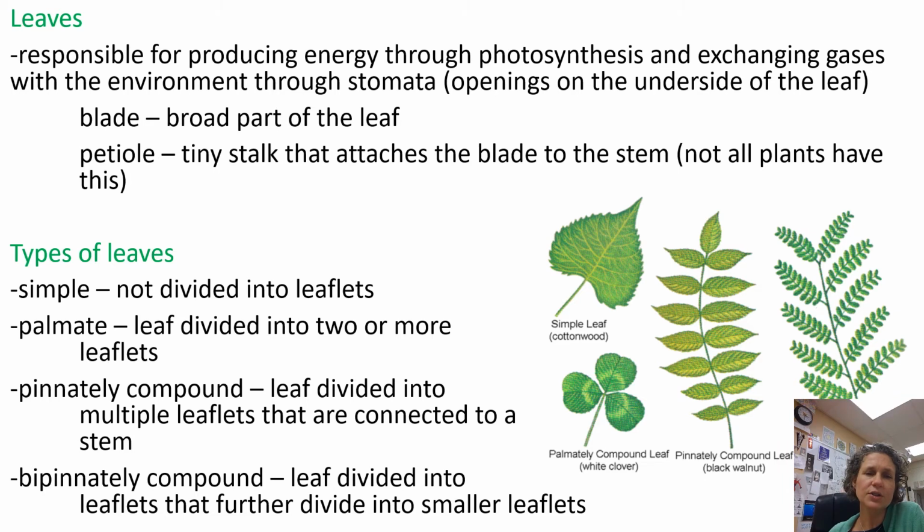As far as the leaf goes, there's two things I want you to be aware of. I know you know what a leaf is, but first off, the blade of a leaf is the broad part. When you think of a leaf, you're picturing the blade. And then you have the petiole, and this is a little tiny stalk that attaches the blade to the stem. And not all plants have this, but on this picture, and we'll get to the types of leaves in a minute, this, if I can circle it, this little stem right there.